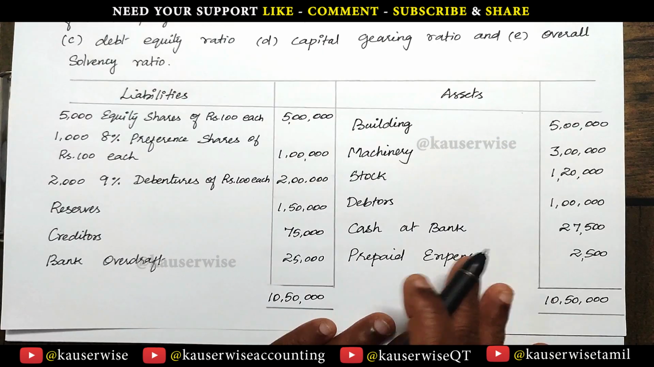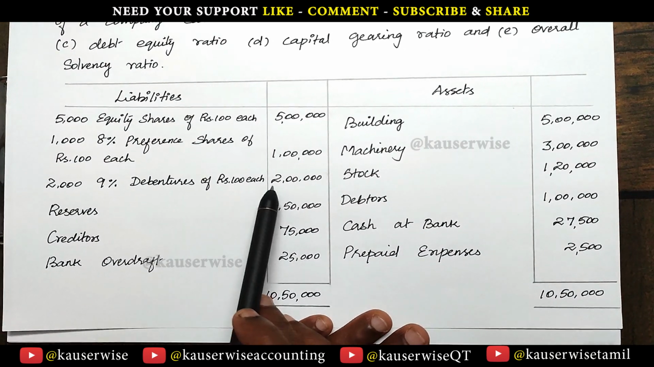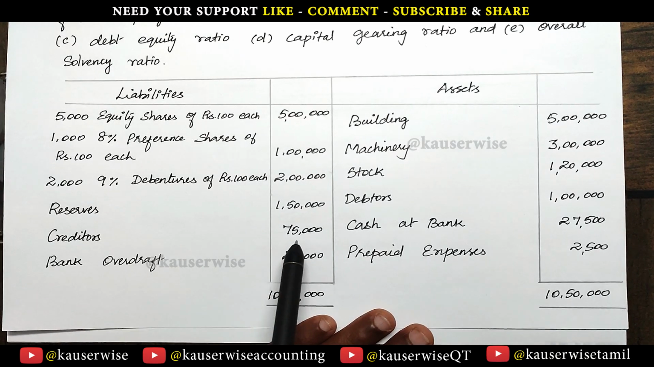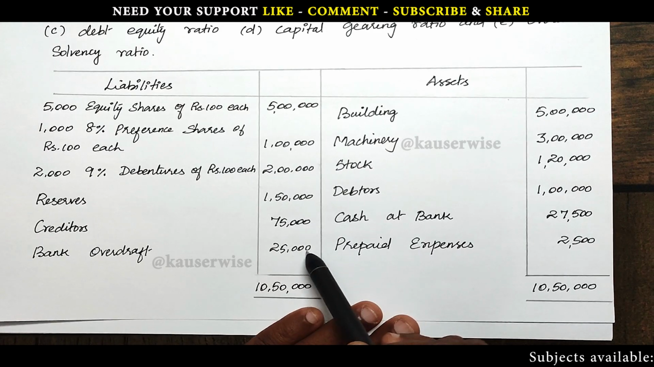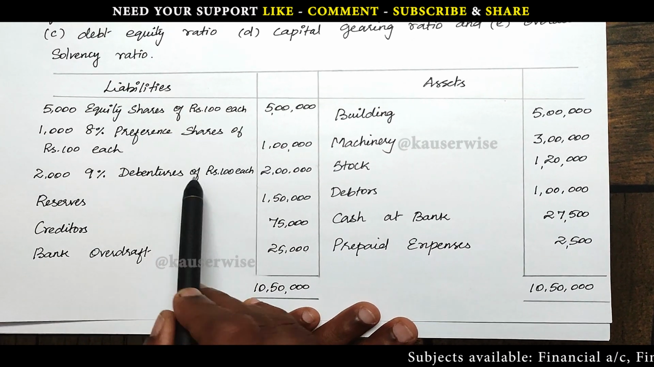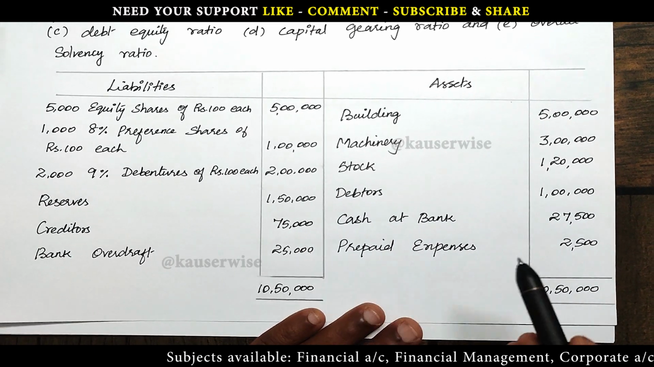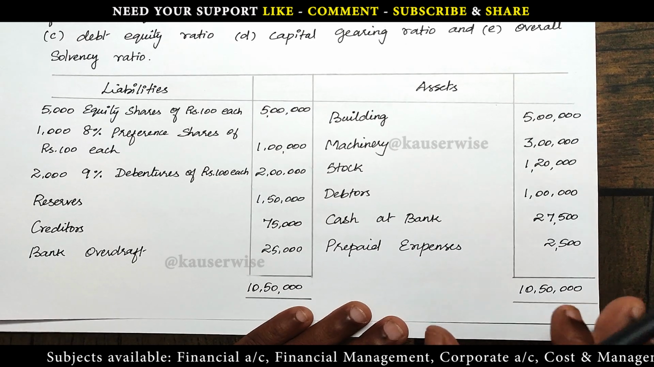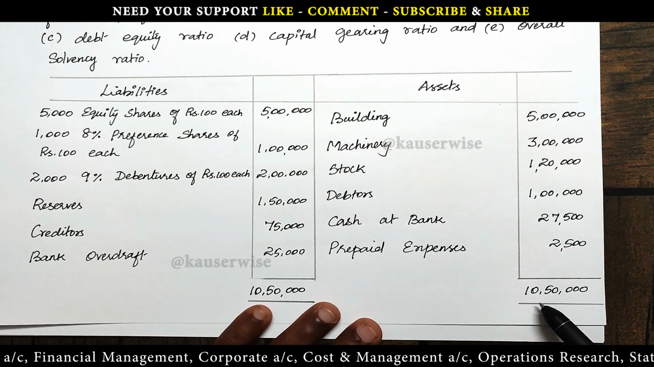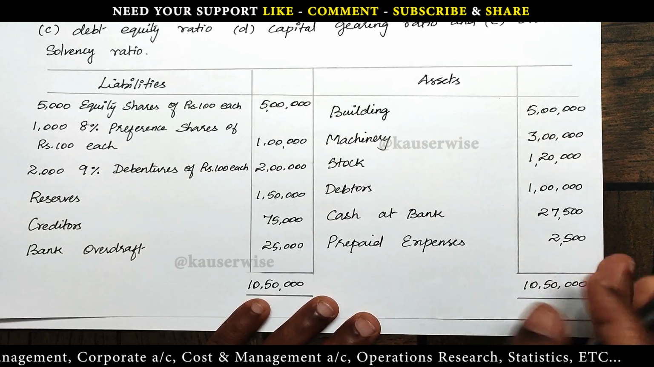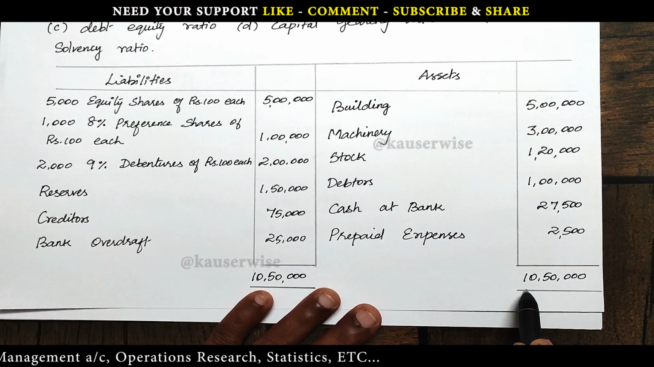See the problem. Under liabilities, we have short-term debt as well as long-term debt. Short-term debts are creditors and bank overdraft. So these are the two components which come under short-term debt. Long-term debt is debentures 2 lakhs. So total how much? 3 lakh. This is the total debt, and the next one is total tangible assets. Total tangible assets means total assets excluding intangible assets if any. In this problem we don't have any intangible assets, therefore total assets is equal to total tangible assets.